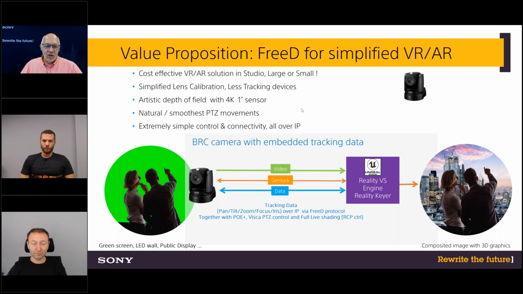One of the benefits of the BRC-X1000 and H1000 is that they are using a 1-inch sensor. A 1-inch sensor means a bigger sensor, bigger than 2/3 inch, but also an artistic depth of field. So a nicer, more artistic view in the field. And also if you're using a public display, less aliasing in the background. So basically, we are also improving the smoothness of the PTZ movement and the zoom movement with this new software. And of course, it is extremely simple to control and to connect everything with a single network cable.